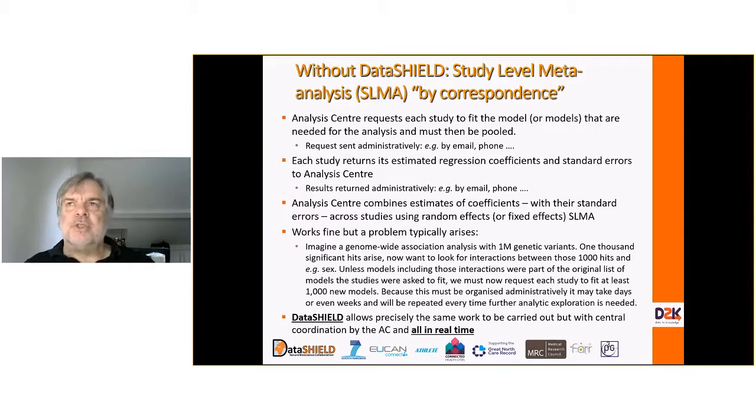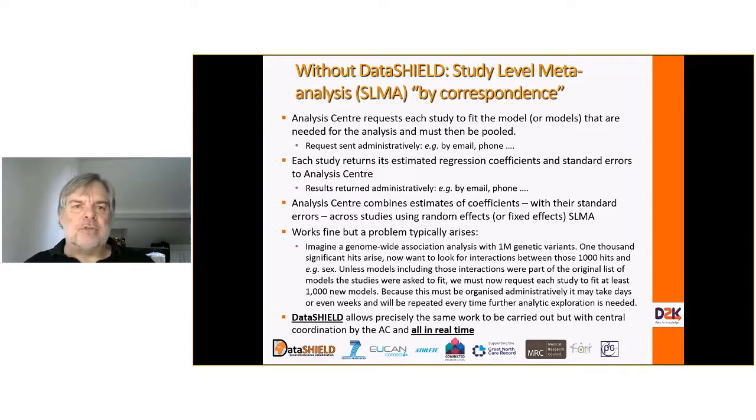Under this approach, which is used widely, particularly amongst genomic consortia, the analysis center, which would then be an administrative unit rather than a co-computer, as in the case of DataSHIELD, that analysis center would request each study to fit the model or models that are needed for the analysis that's required. And it's these models that are then to be pooled. Now, this request will have to be sent administratively, for example, by email or phone.